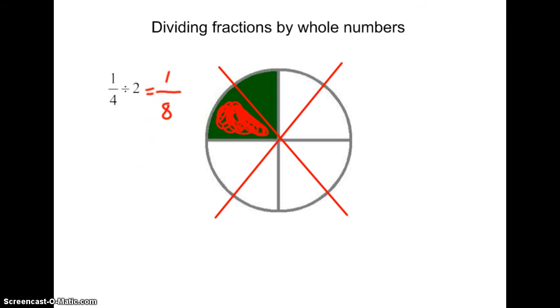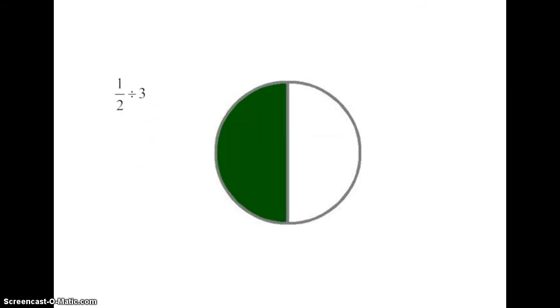Let's take a look at another example. Here we have 1/2 divided by 3. So again, what this is saying is take 1/2 and we're going to divide it into thirds. So if we divide it into thirds, roughly that looks like thirds, and we would take one section of it.